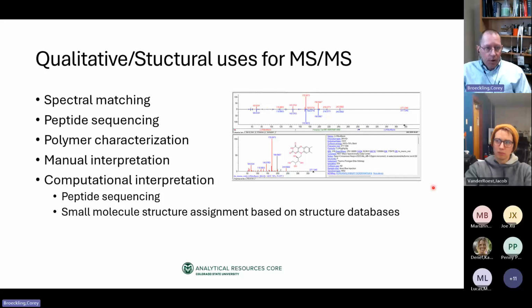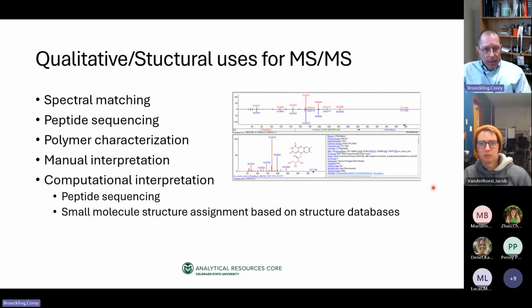MSMS is also used in proteomics applications for peptide sequencing. It can be used for polymer characterization to look at fragment ion masses and intensities to show you how a polymer is constructed by the way it falls apart, effectively.